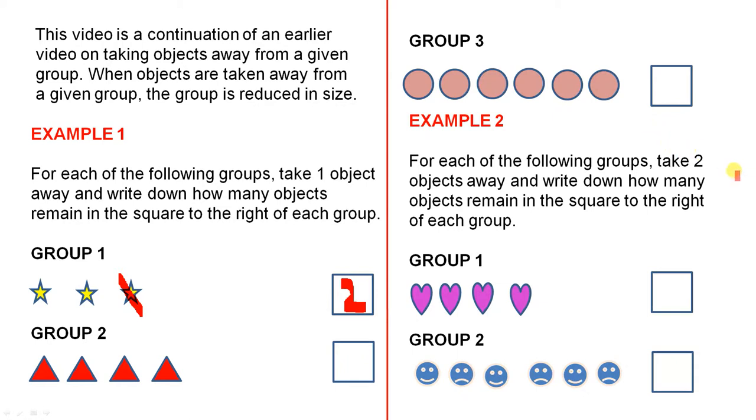the same principle applies, except they have to take 2 objects away. So all they do, they just cross off 2 objects and they write the remainder there. And the same principle applies for this question.